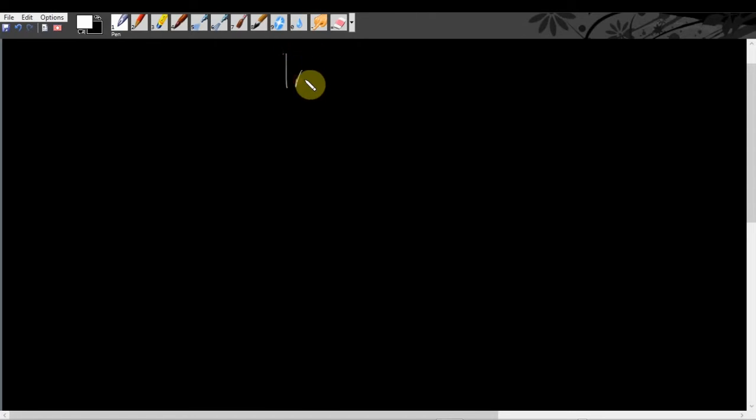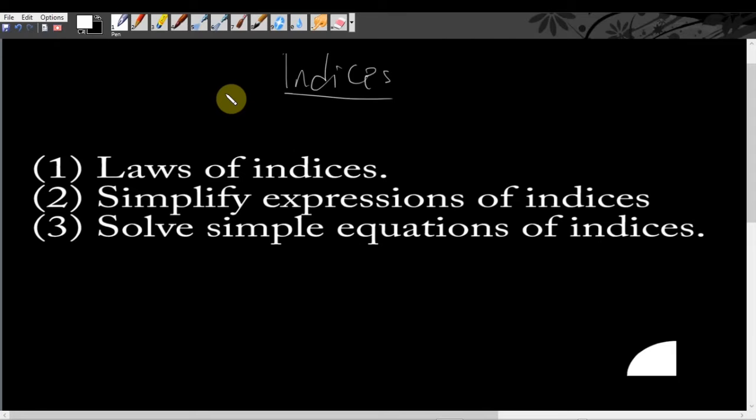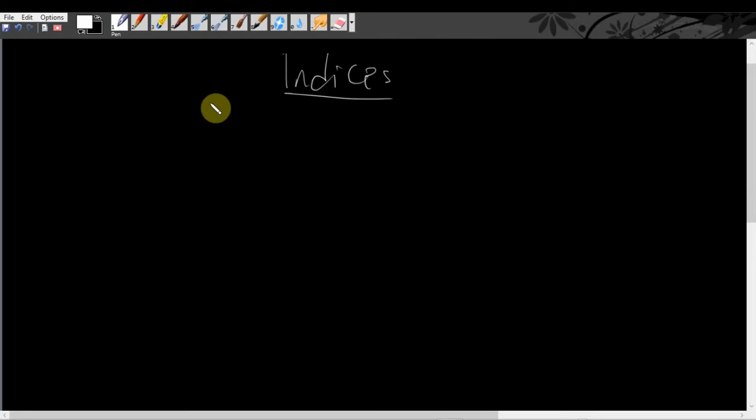Our class today is on indices. I believe after this class you will learn the laws of indices. You will learn to simplify expressions of indices and to solve simple equations of indices. Okay, let's begin with this.